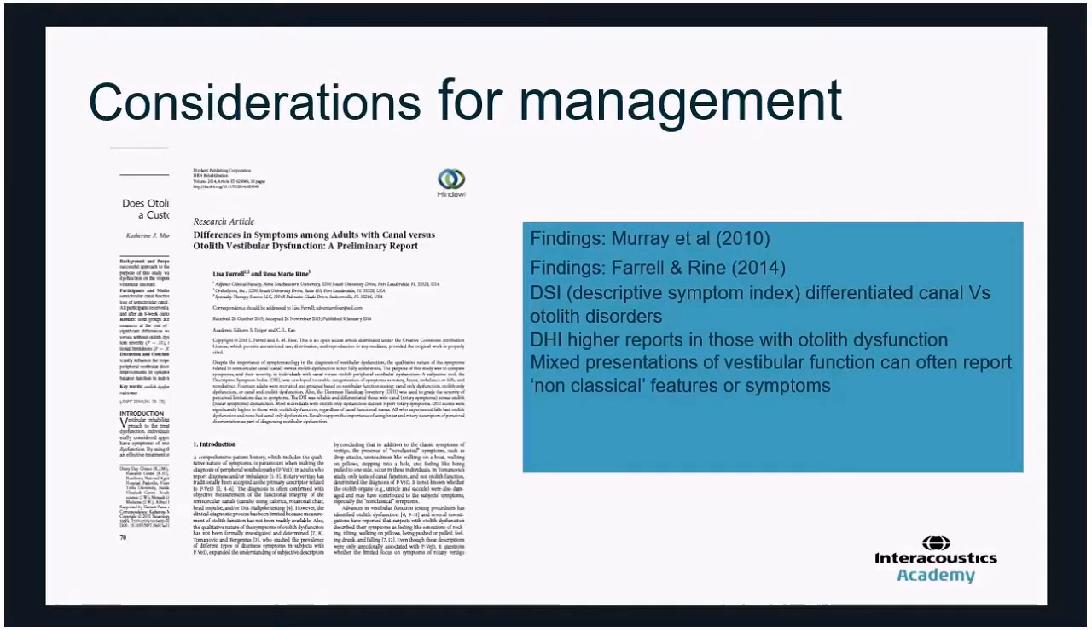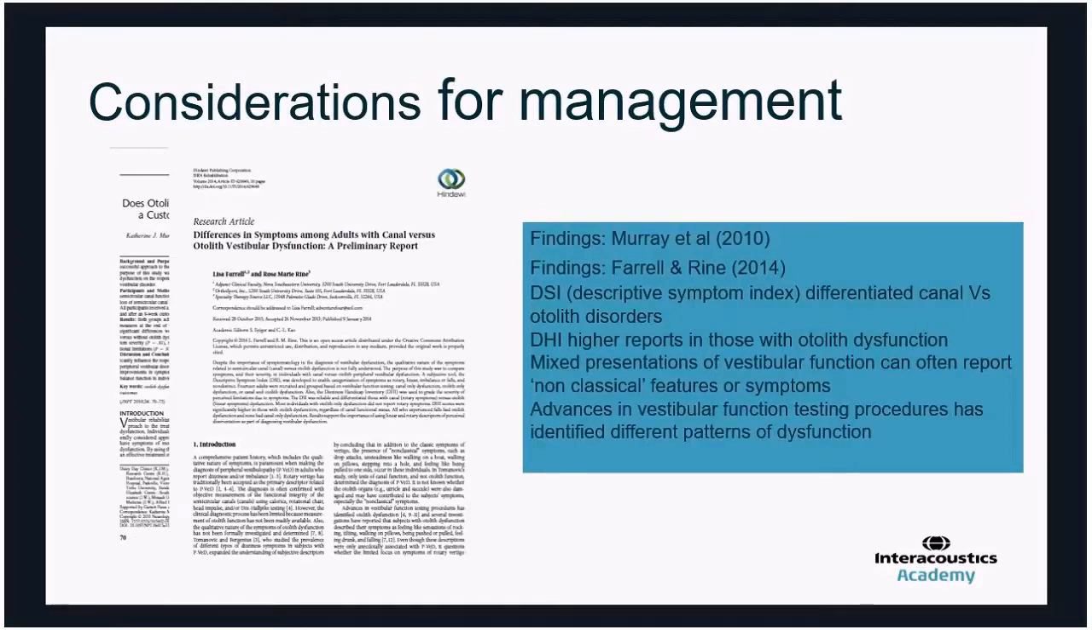Mixed presentations of vestibular function can often in the literature get reported as non-classical features, and really this is the idea that patients with otolith dysfunction can describe almost walking on a pillow, the push or pull effects, the postural instability that semicircular canal dysfunction doesn't necessarily present with.